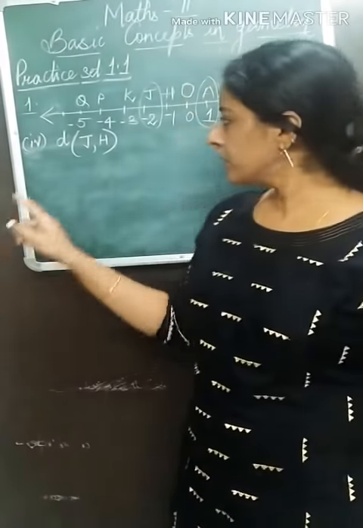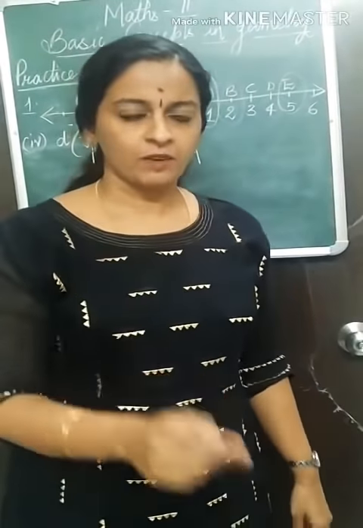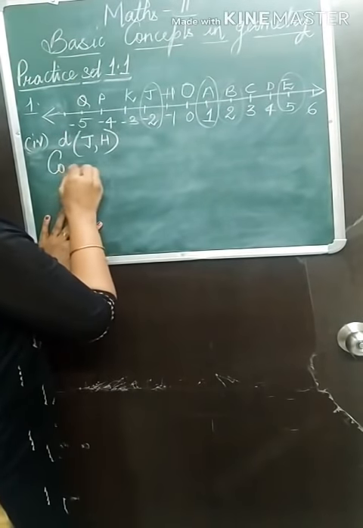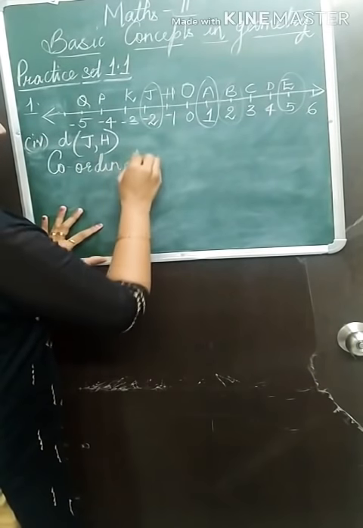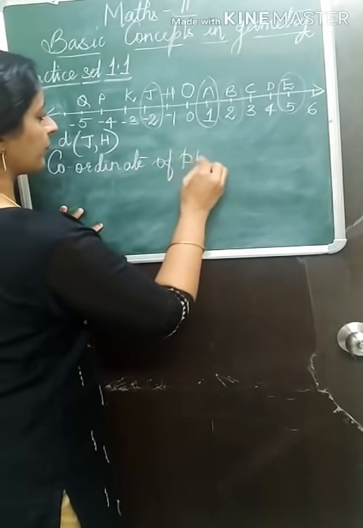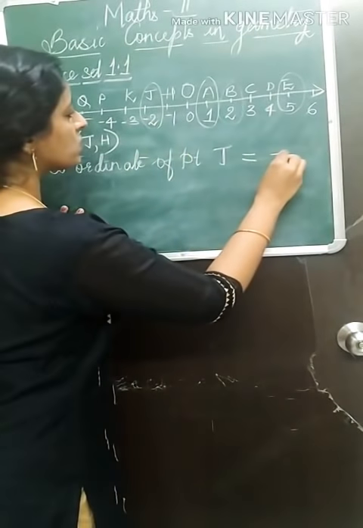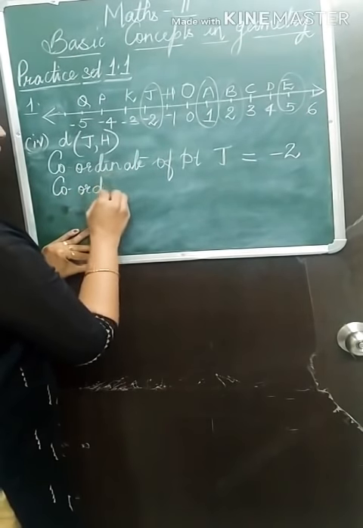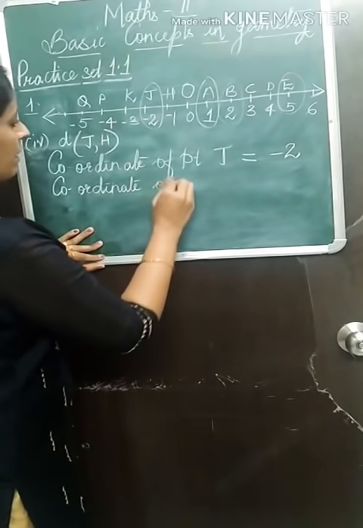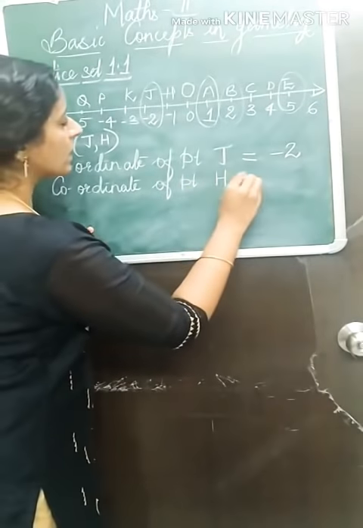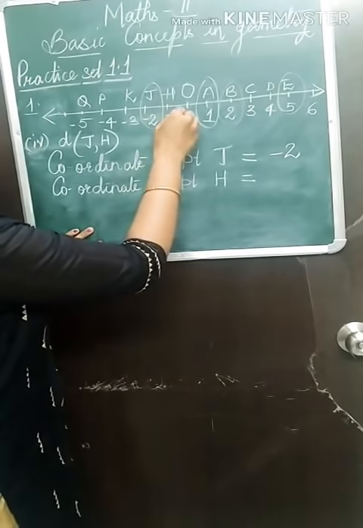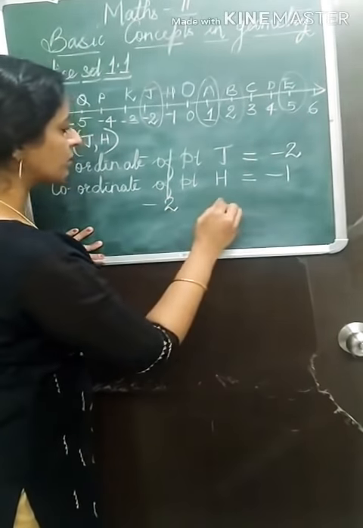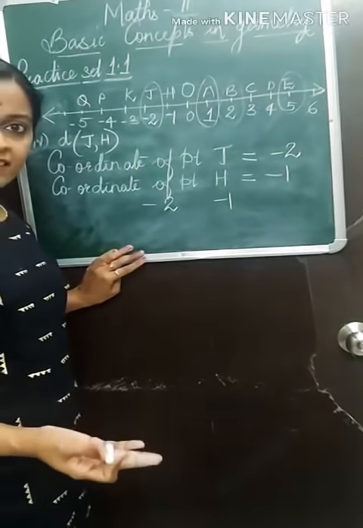Now the fourth sum, distance between J and H. I want you to solve it and then check it later. Distance between J and H, coordinate of point J is equal to -2. I had already highlighted J. Same way, coordinate of point H is equal to, where is H? H coordinate is -1. Now both are negative numbers, so -2 and -1, which is greater than the other?